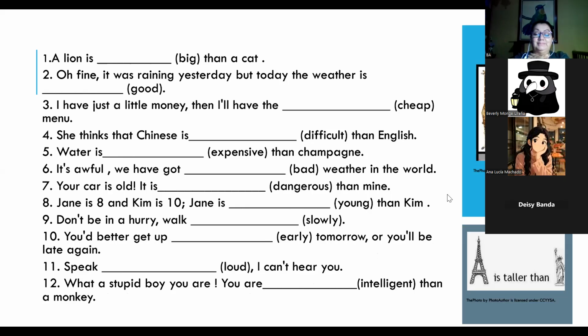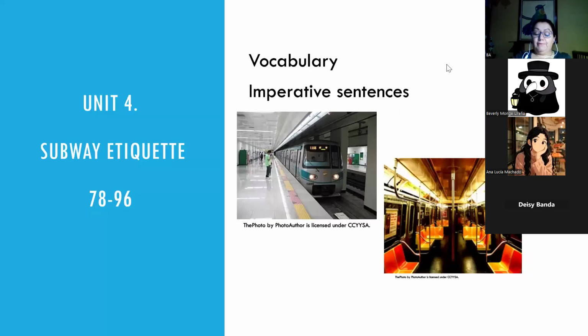Do you think monkeys are intelligent? Yes. They're intelligent? It says the boy is stupid. And he's less intelligent than a monkey. Well, who knows? Okay, so that's unit 3.